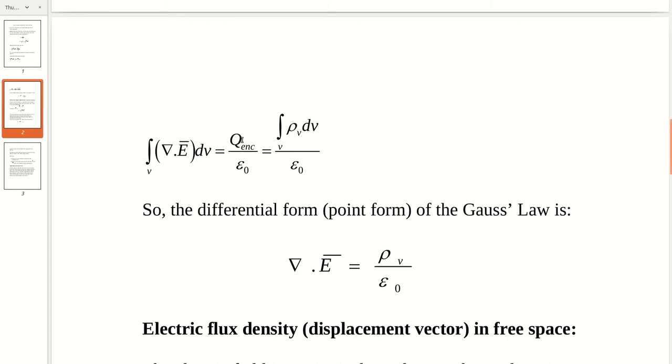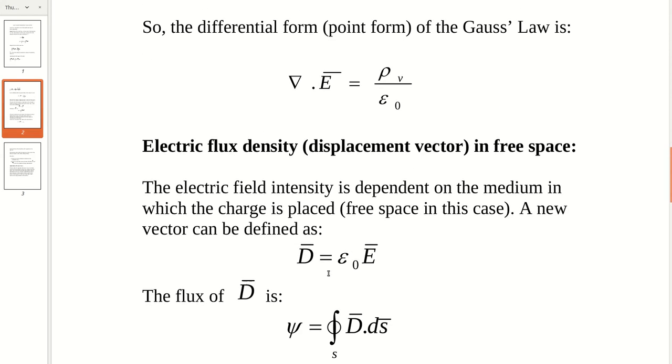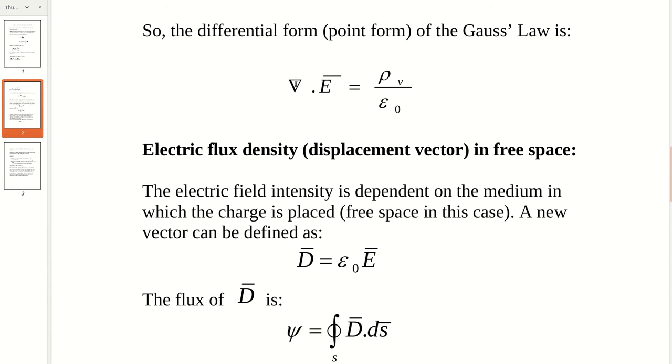If we remove Q and take the integration over the volume of rho V dV, then we have integration over the volume on both sides, so we can remove both of them, and we have rho V over epsilon 0 equal to the divergence of E. This means that the divergence of the electric field intensity is equal to the charge in the volume over epsilon 0.